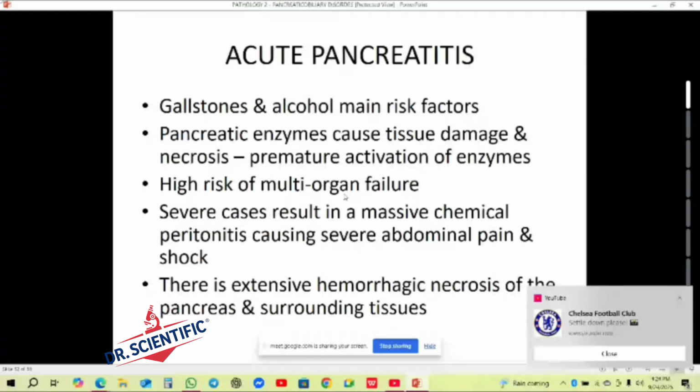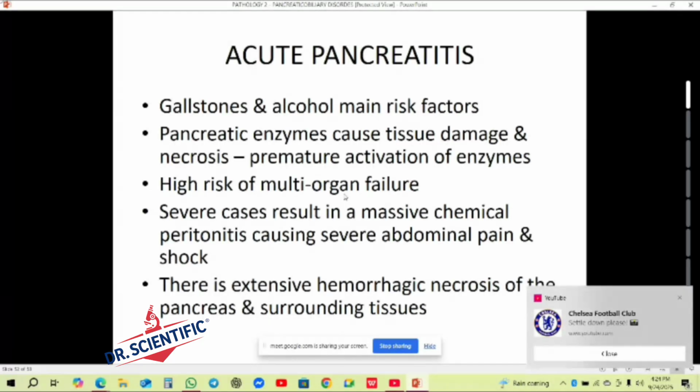Pancreatic enzymes cause tissue damage and necrosis. So, premature activation of enzymes. Usually the enzymes that are produced by the pancreas, like amylase, lipase, and others, are produced in inactive forms. They're usually activated once they enter the duodenum. But if you block it and they accumulate, they end up being activated prematurely. So they're activated within the substance of the pancreas itself, and then it will start digesting the pancreas tissues itself.